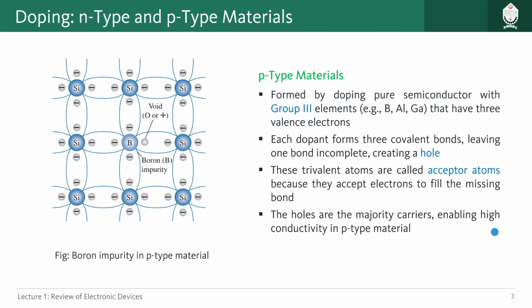Similarly, for p-type materials, we have pure semiconductors and with that we have added group 3 elements like these, which have 3 valence electrons. Boron is one of the examples here, and you see it has formed bonds with other silicons, but one of the bonds is not properly created because of a lack of electrons, and this lack of an electron can also act as a carrier. These are called holes. Each dopant forms 3 covalent bonds, leaving one bond incomplete, creating a hole. These are called acceptor atoms, so this boron we can call an acceptor atom.